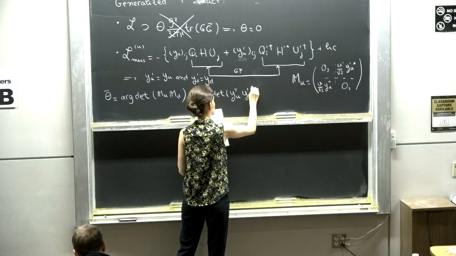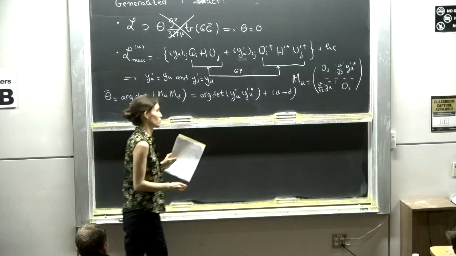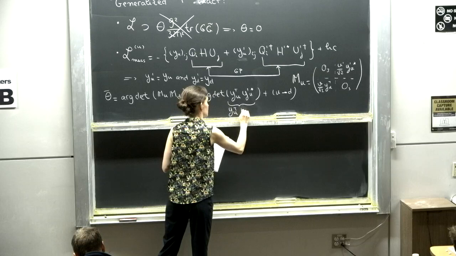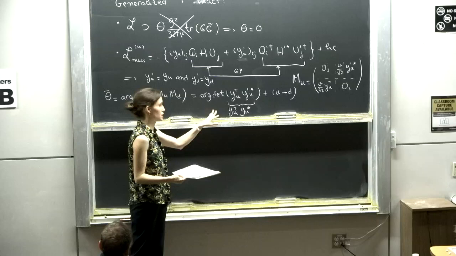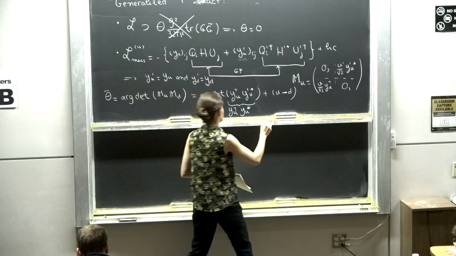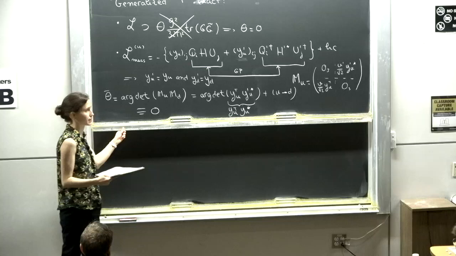And the same thing for the down quark sector. However, if parity is a good symmetry and Y' is actually the same as Y, then this combination of the Yukawa matrix is a Hermitian combination. The eigenvalues of a Hermitian matrix are all real. Therefore, the argument of the determinant of this is exactly zero. So this is also zero. So at tree level, this extended version of parity allows us to completely set theta bar to zero.